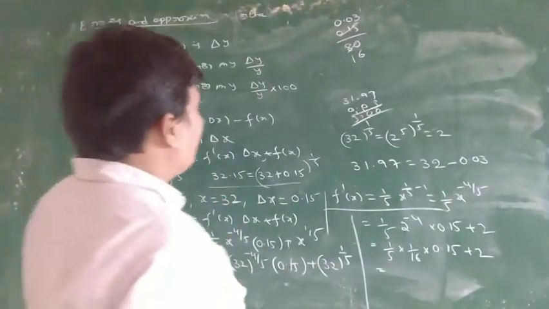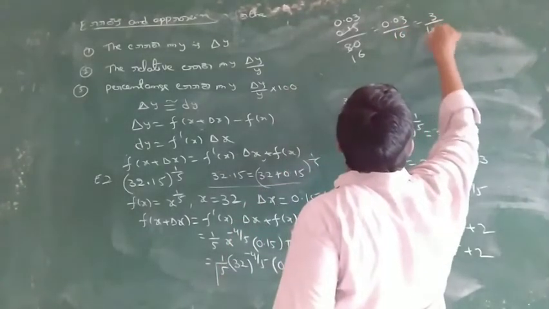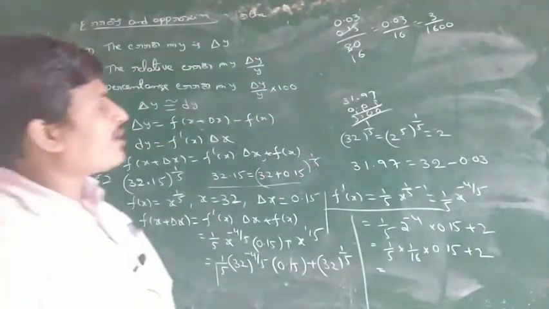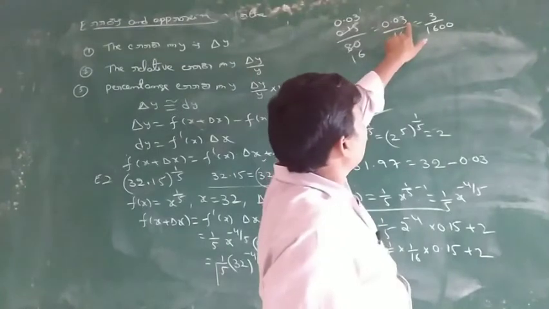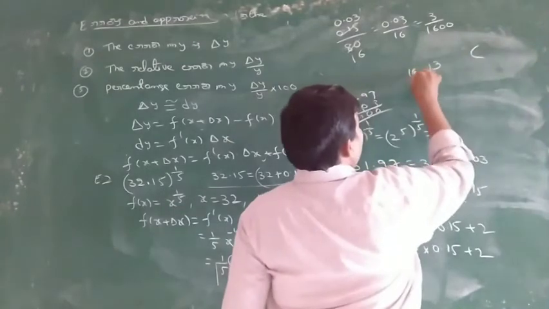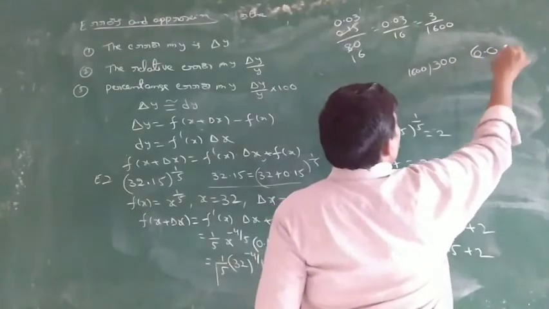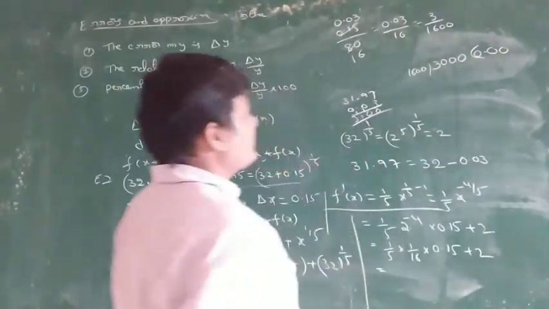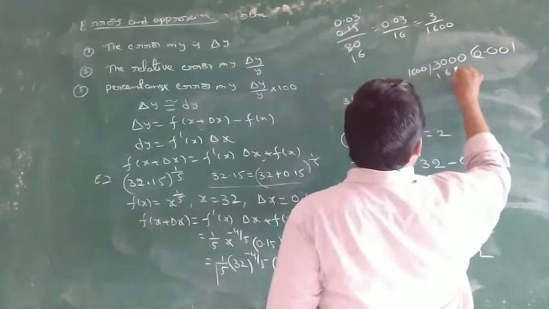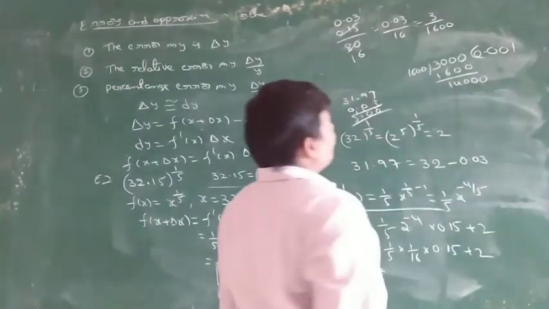Okay, 0.03, that is equal to 0.03 by 16, that is equal to 3 by 1600. Multiply 100 in numerator and denominator. Multiply 100 means 0.03 into 100 is equal to 3, and 16 into 100 is 1600. So 3 by 1600, 16 twos are 32,000, 16 ones 1600.